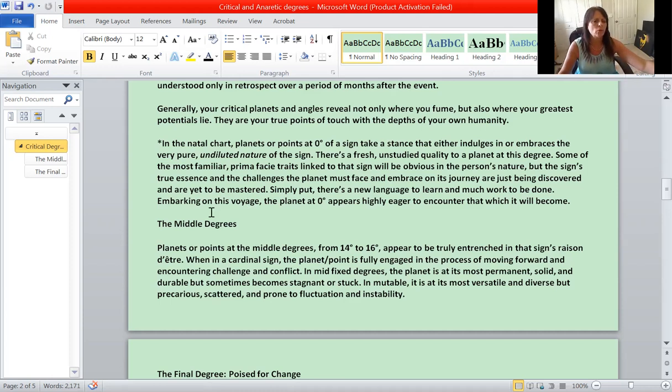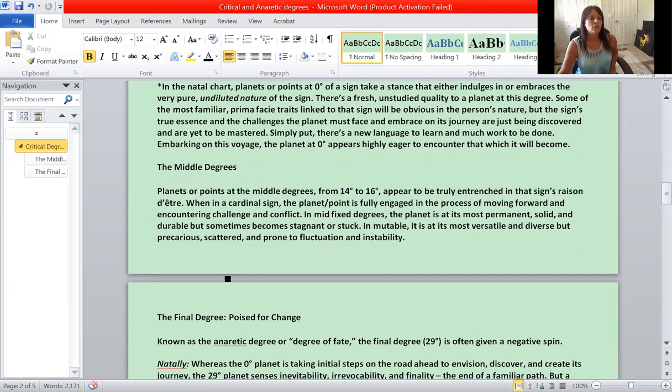So embarking on this voyage, the planet at 0 degrees appears highly eager to encounter that which it will become. It's the new thing. It's the new house you're moving into. So a planet that is at that 29th degree is just so ready to go on to the next. And one that is just into the 0 degrees is just like, okay, I'm here. Wow. And you just start to open up in that. You don't even have a taste of it totally.